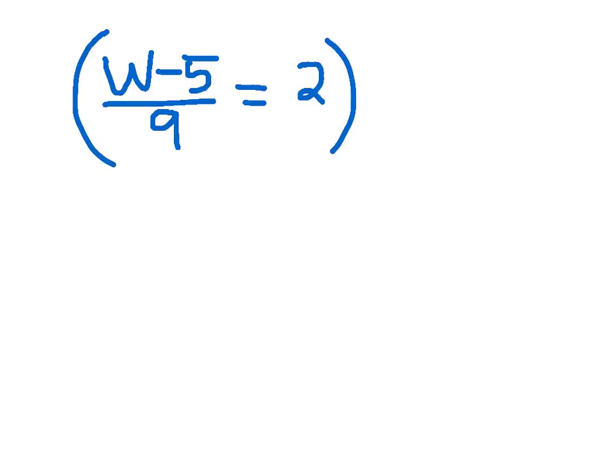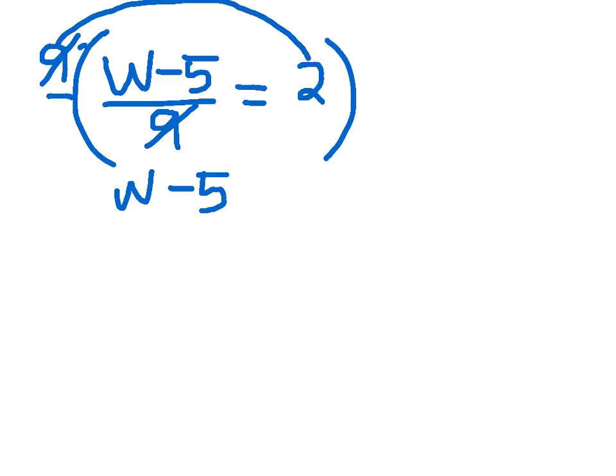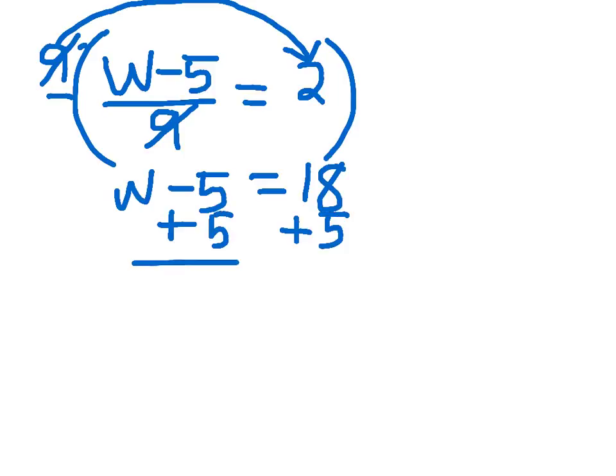So fraction destroyer, and remember, what's getting destroyed? Just the 9 on this side of the equation, leaving us with w minus 5. But I also have to multiply the 9 by 2, so that equals 18. Moving on further to get w alone, we add 5 to both sides, and we end up with w is equal to 23.